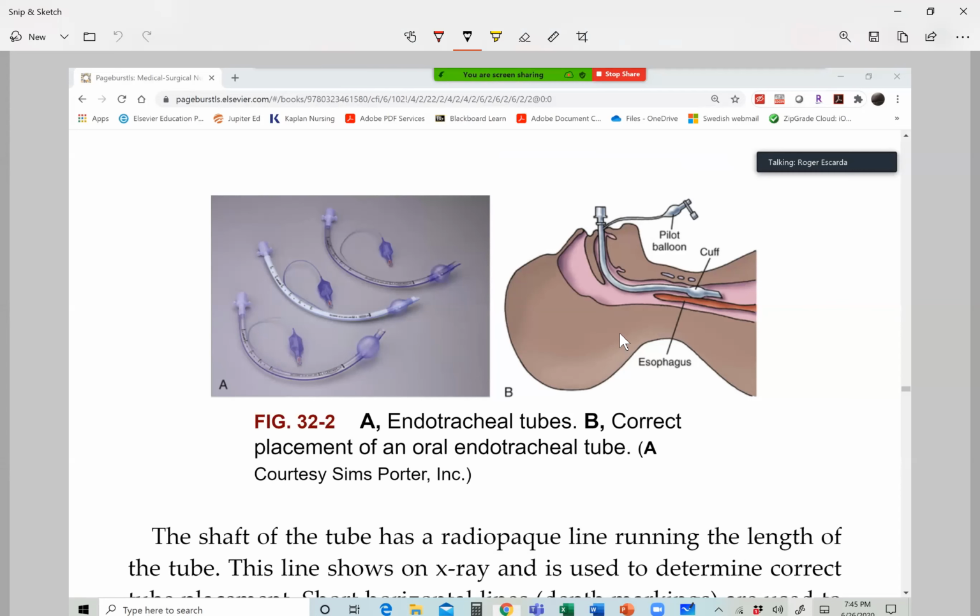The purpose here is to prevent secretions, because secretions will pool here and here. Those are saliva and maybe some mucus. And they're not clean, right? We're not supposed to put any into the lungs. So the cuff has to be inflated. The cuff inflation should be just right.